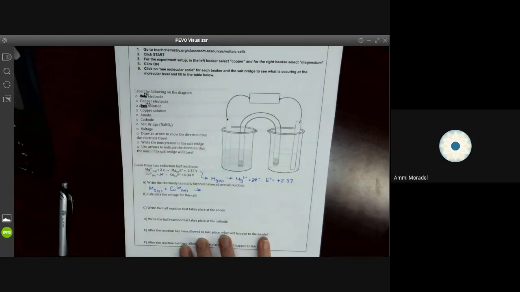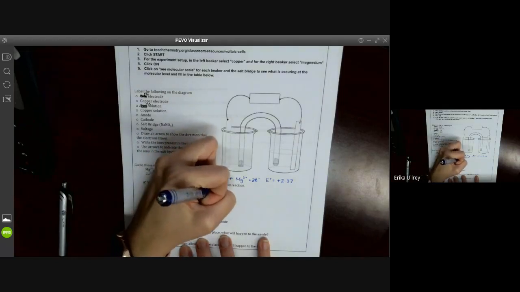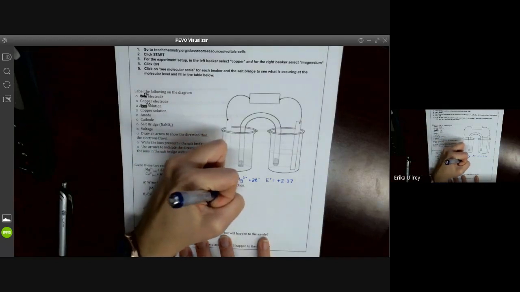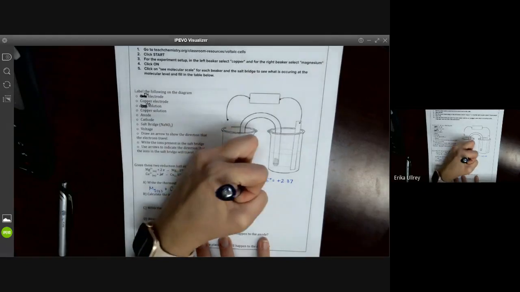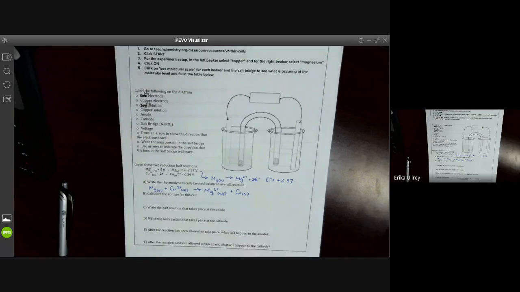So you get Mg 2+ aqueous plus Cu solid. Okay, so that would be my overall reaction. Now we need to calculate the overall voltage for the cell. So Olivia, how would I get the overall voltage for the cell?